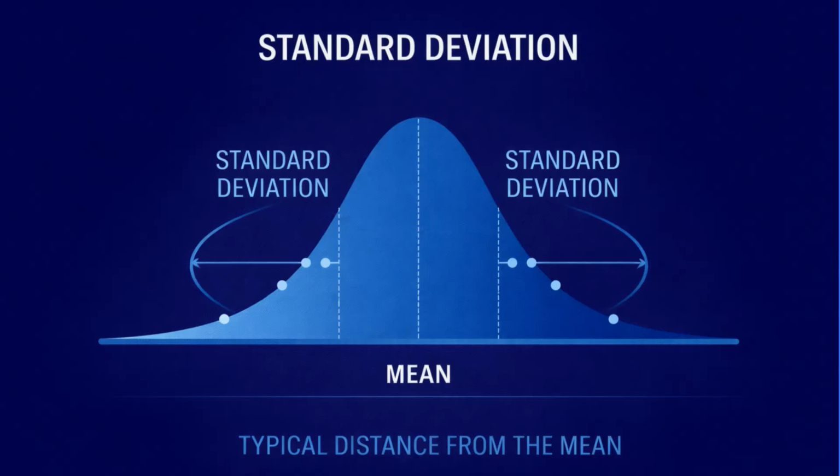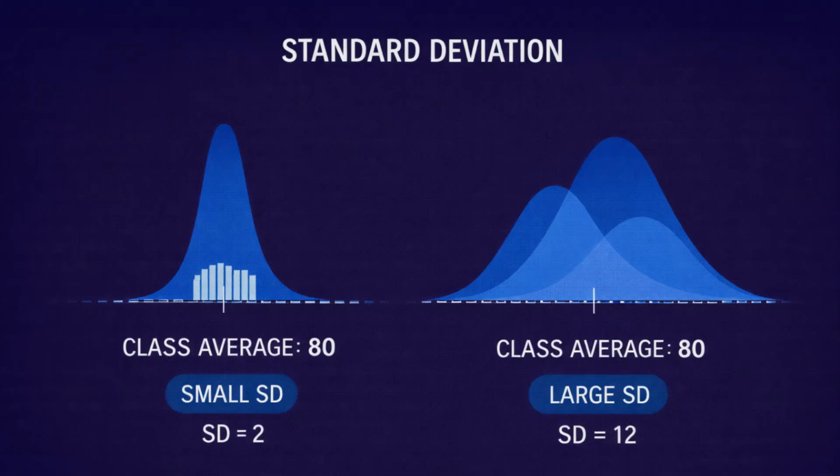Standard deviation tells you the typical distance of values from the mean. A small standard deviation means most values are close to the average. A large standard deviation means values are spread out.